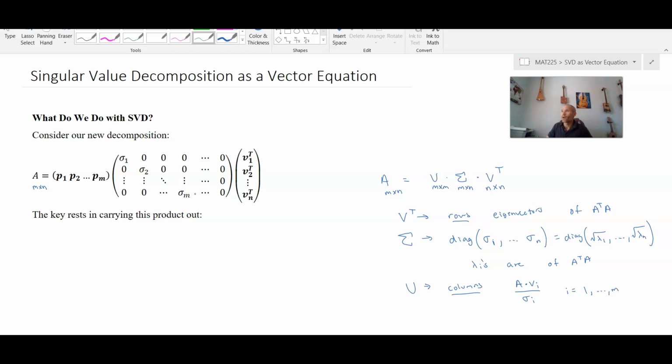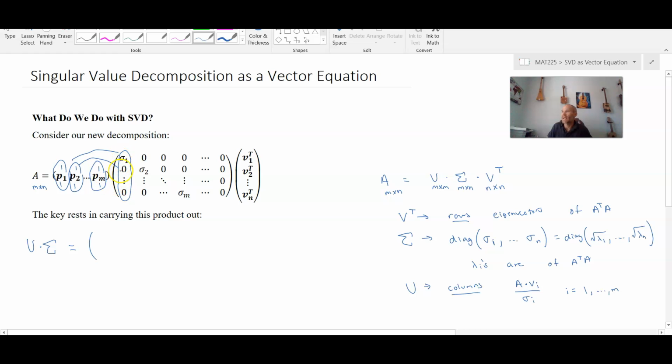In our product between U and sigma, which we'll carry out first, by the associative property we can multiply any two matrices we want first, as long as we don't change their order. If I multiply U and sigma, we should notice that we take each of the columns in the U matrix and multiply each of those columns by the corresponding scalars in the first column of the sigma matrix. So we take sigma 1, multiply P1, and then we have a bunch of zeros multiplying P2 all the way up to Pm.